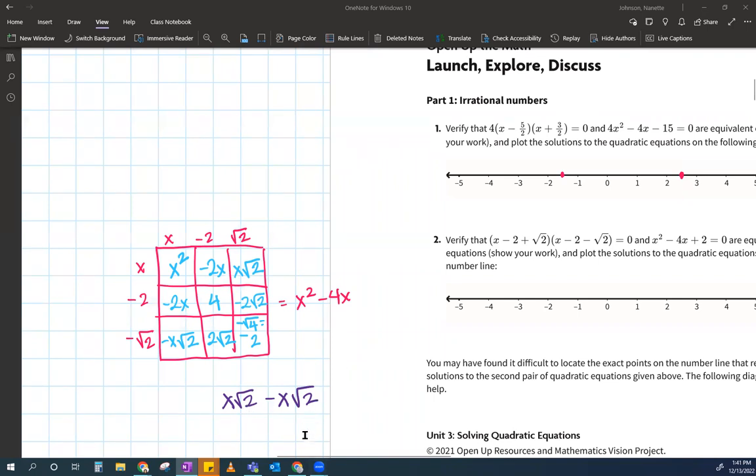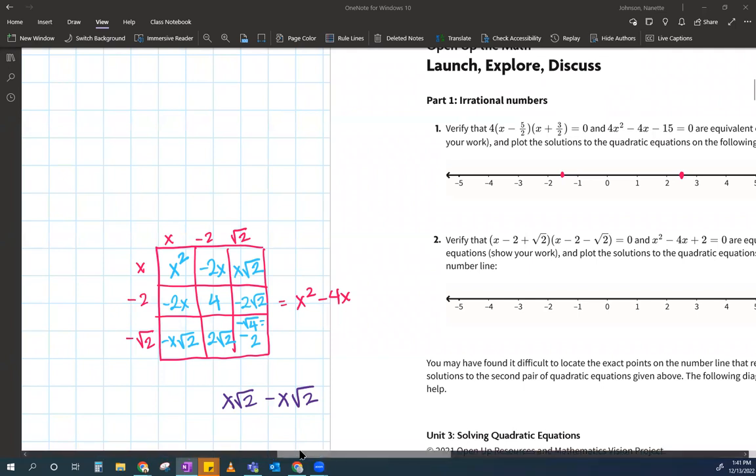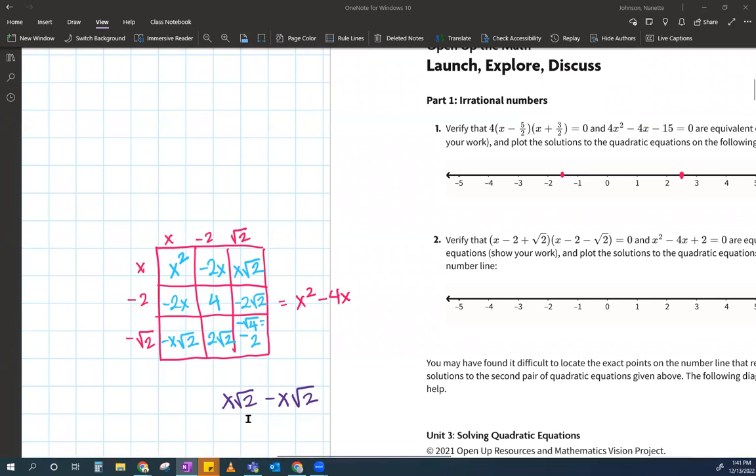Why would this equal 0, everybody? Thanks for taking that risk. That was huge. Yeah, they cancel out. They're the same, but opposite. A number plus its opposite is always going to be 0. So x root 2 minus x root 2, does everybody see that this is 0? Okay, so that goes away.